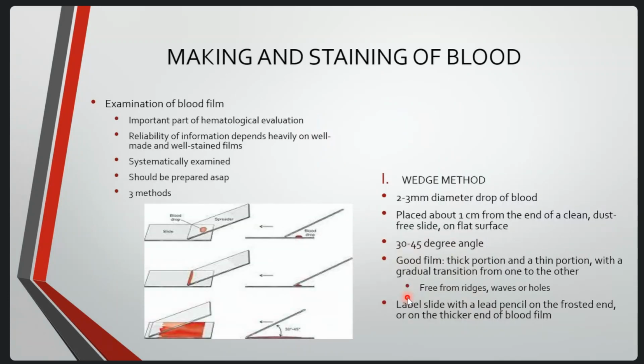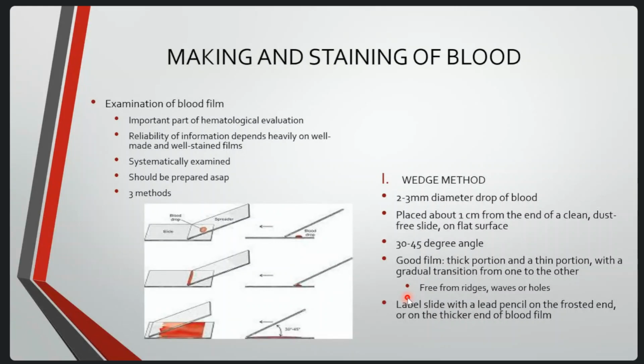Now for the examination of blood film, this is an important part of hematological evaluation. The reliability of information depends heavily on well-made and well-stained films. They should be systematically examined and prepared as soon as possible. We have 3 methods for the preparation of our smears. The first one is the wedge method.